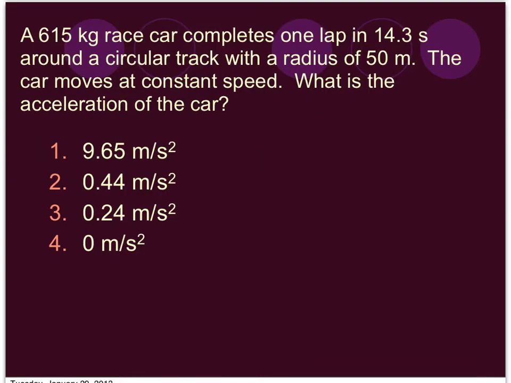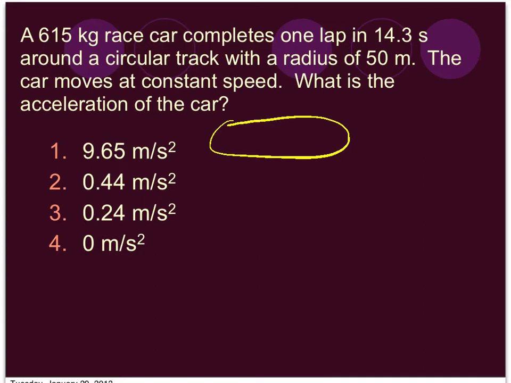In the warm-up, you had a 615 kilogram race car completing a lap in 14.3 seconds. The track had a radius of 50 meters. We know the car moves at a constant speed, but we want to find the acceleration of the car. Remember, even though it's going at a constant speed, it's accelerating because it's constantly changing directions as it moves around that circular track.